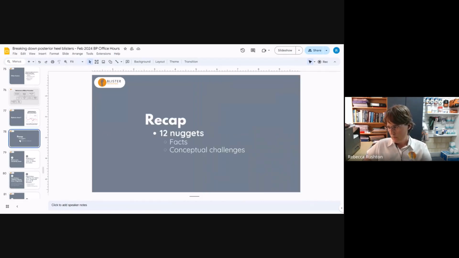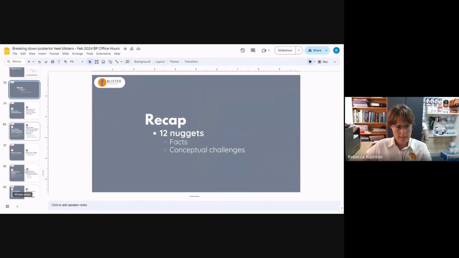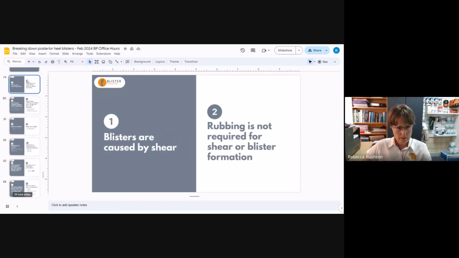Okay, let's wrap things up with a recap. I just wanted to have a few sort of nuggets for you to chew on the way home tonight. Blisters are caused by shear. They're caused by repetitive shear deformation, not rubbing. Rubbing is not required for shear or blister formation.